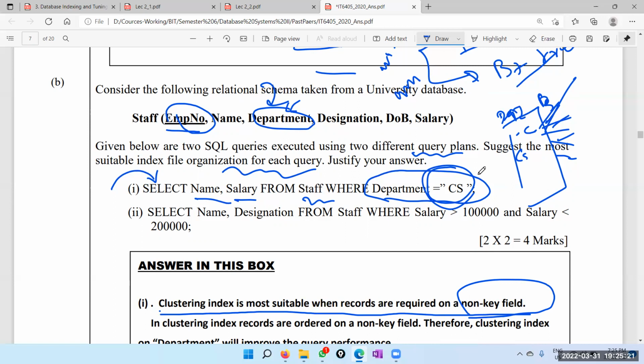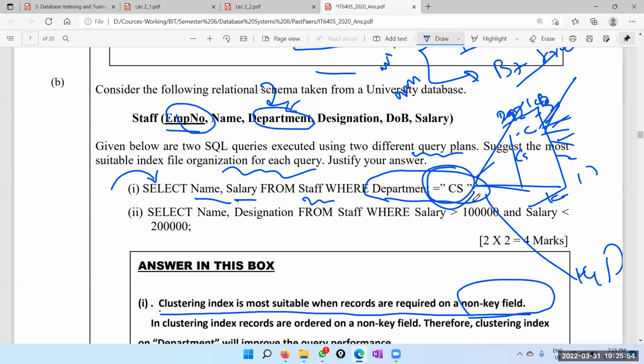Because there can be one student or staff member with department CS somewhere here, maybe with primary key employee number 10. Another one is employee number 100 in a different block. Another one is employee number 150, maybe in another block. How can I connect to these multiple places? Because they are here and there. If they are in one block or at least the adjacent block, I don't mind.